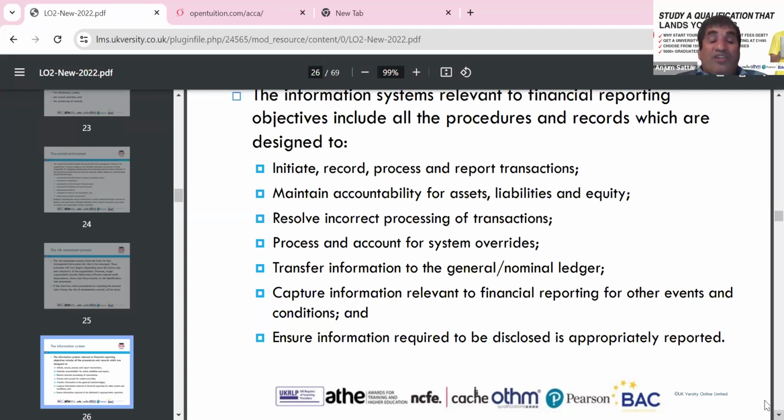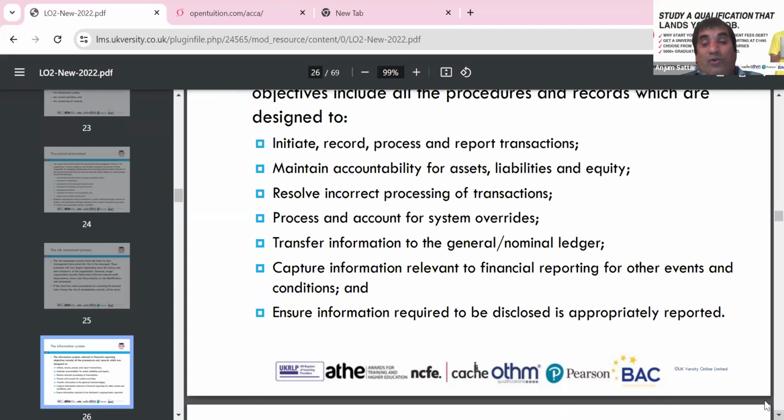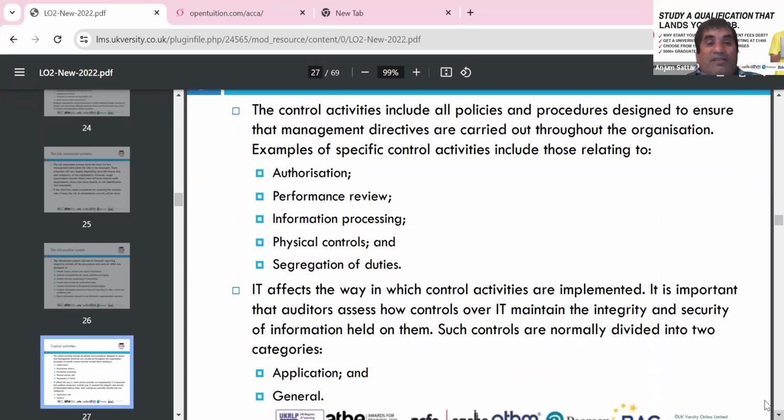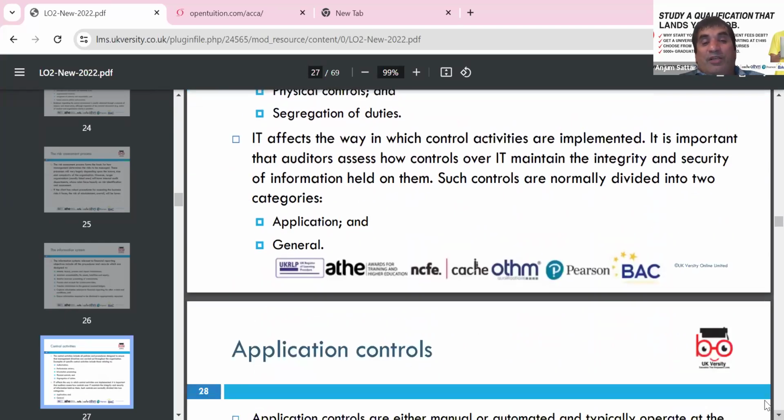Liability is a legal obligation by law. You bought something, so you have a liability to pay, or you breach data protection and you have a liability being generated, with a high chance of it arising. So we can look at the entity's capital, and resolve incorrect processing, transaction processing, account transfers, and information capture, all of which we can look at under control activities. So: authorization, performance review, information processing, physical control, and segregation of duties, which we need to look around.